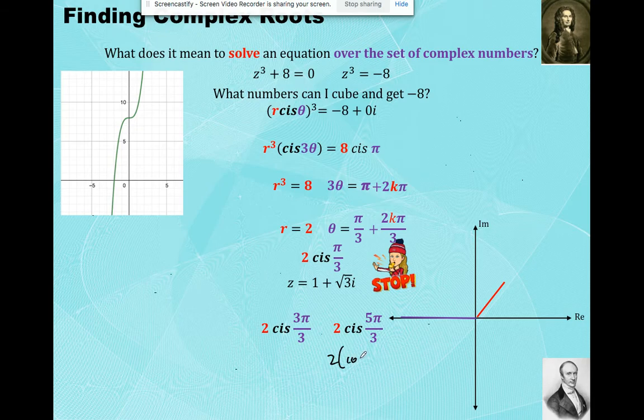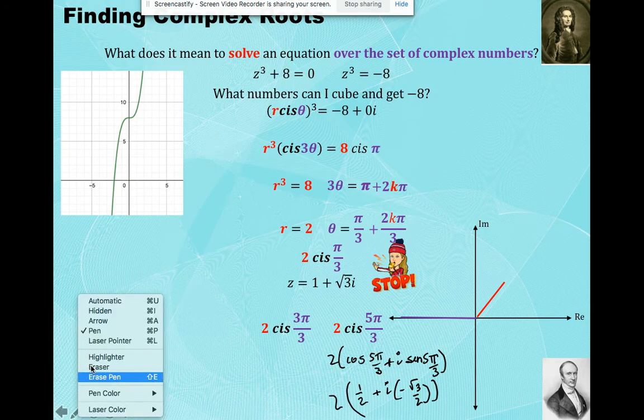is 2 times cosine 5 pi over 3 plus i sine 5 pi over 3. Thanks, speed trig. Cosine of 5 pi over 3 is in the 4th quadrant. Cosine is positive, but sine is negative. I'm multiplying everybody by 2. 2 times a half is 1. 2 times -√3 over 2i is -√3i. The conjugate that you would have gotten with long division.